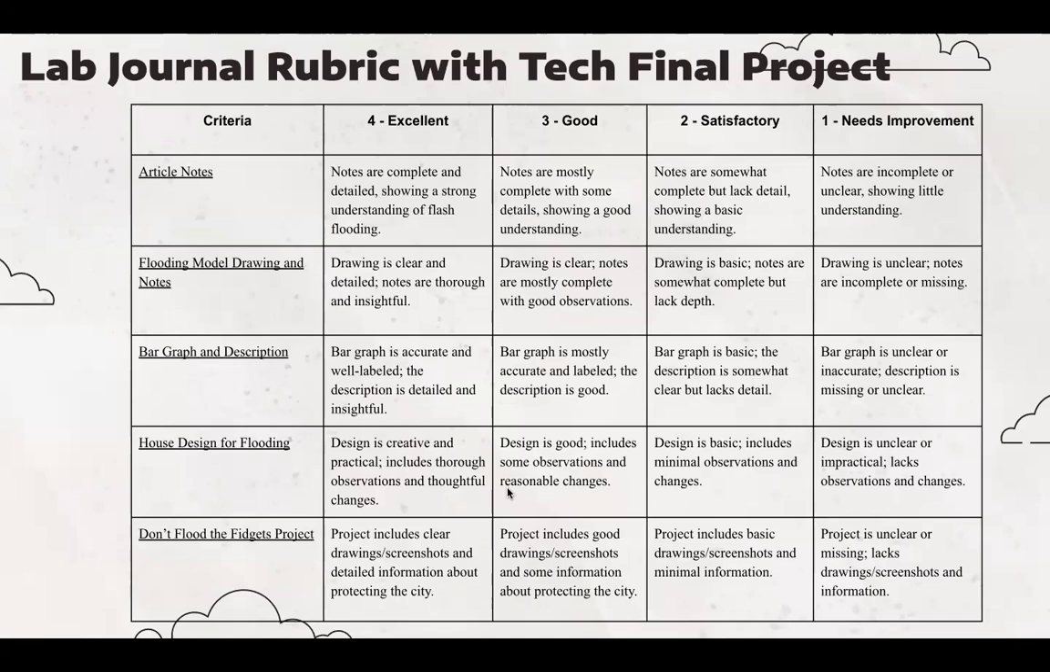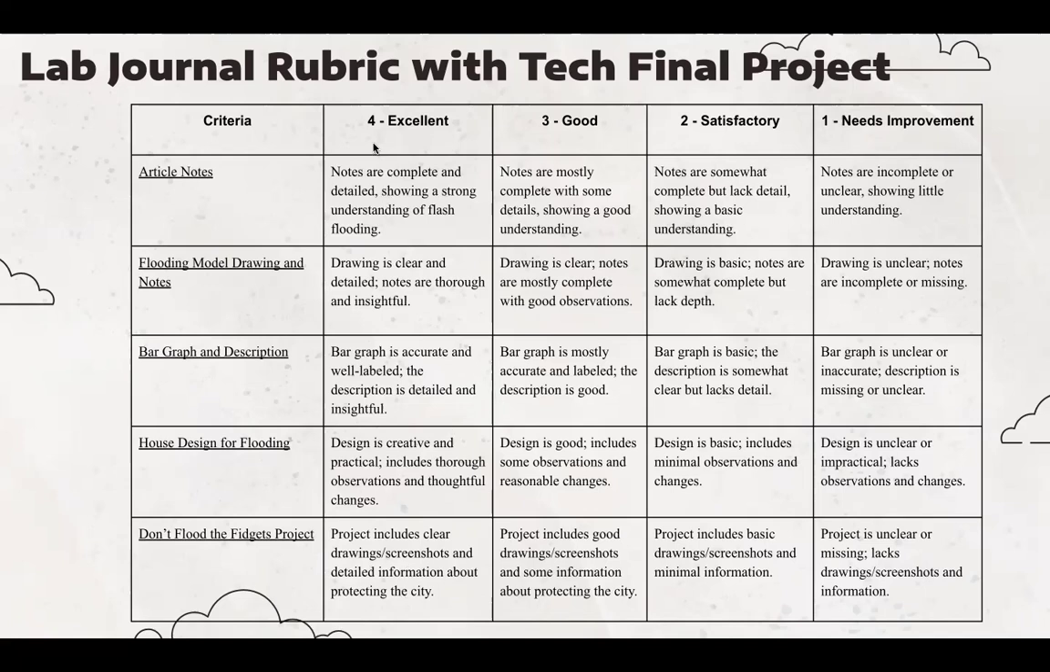And here's the rubric for the lab journal and the final tech project. It talks about there's 4 levels that they could be at: needs improvement, satisfactory, good, and excellent. And then it talks about the different activities and what we would expect from their journal entries in their lab journal.